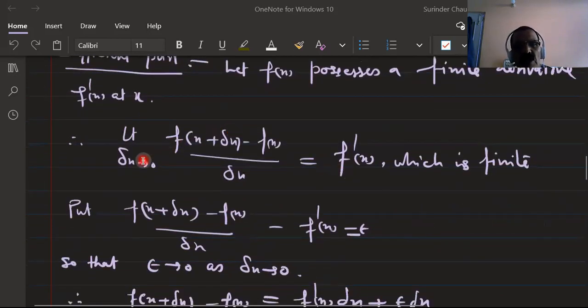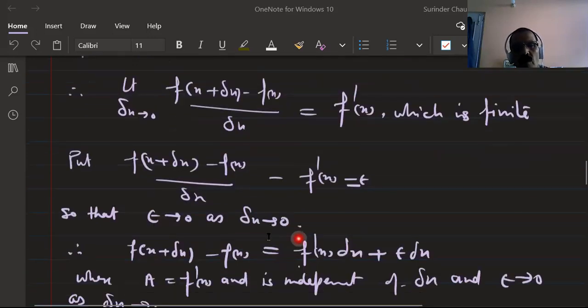Now, if we remove the limit, the difference quotient differs from f dash x by some change in value, and this difference will be epsilon, where epsilon tends to 0 as delta x tends to 0. If you take the limit as delta x tends to 0, you will get the same definition, and this will be f dash x. So this identity holds true, and that term tends to 0, as you got it.